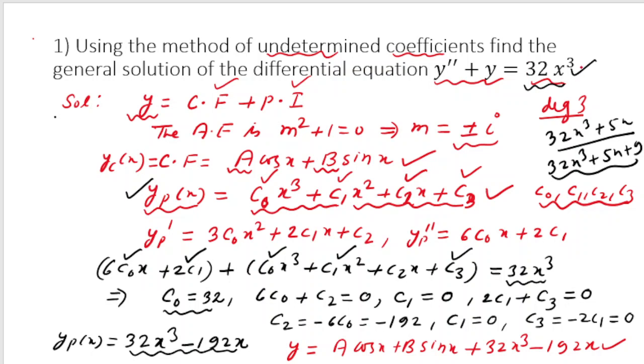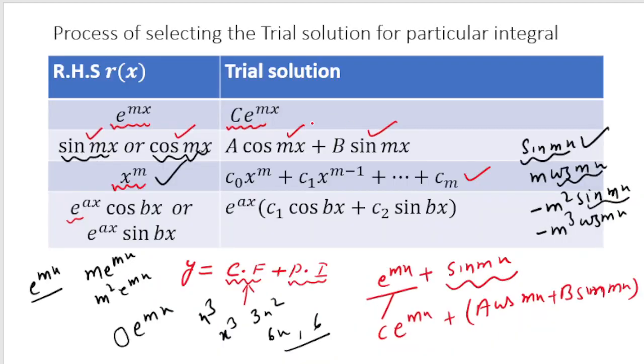We look at the right hand side and see what kind of function this is. To write the trial solution, we have to keep this table in mind. And how to keep this table in mind? That I also explained: we write all possible differential coefficients. If you are not getting this idea of all possible differential coefficients, just keep this result in mind.